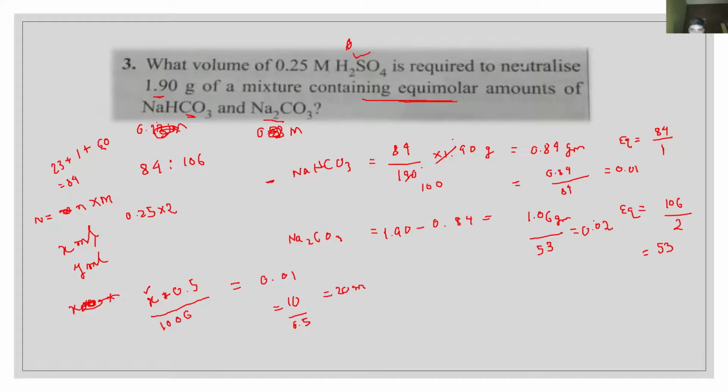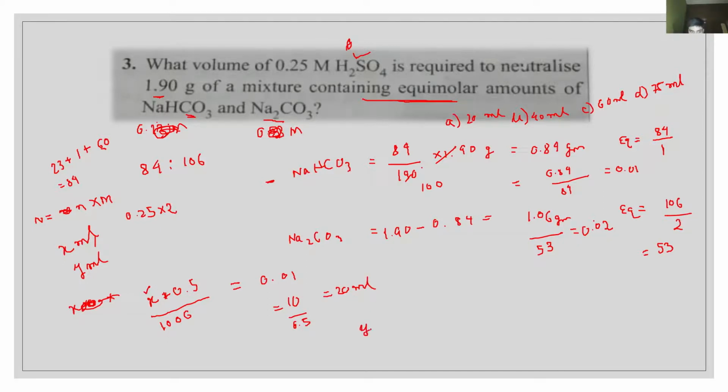So what is the answer? 20 ml? No, wait. Okay, options I have not given. A is 20 ml, B is 40 ml. Now you know this one. C is 60 ml and D is 75 ml. Okay. Now see, it is 20 ml. You have got X, and Y.